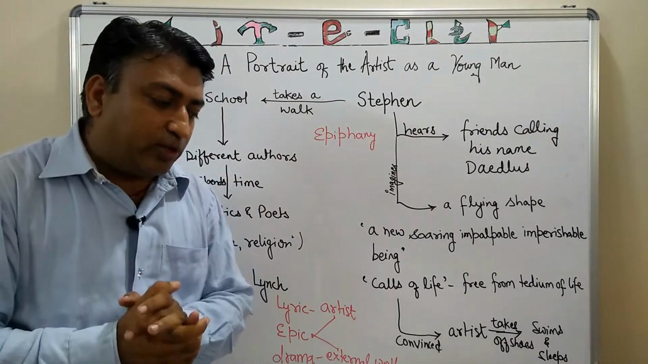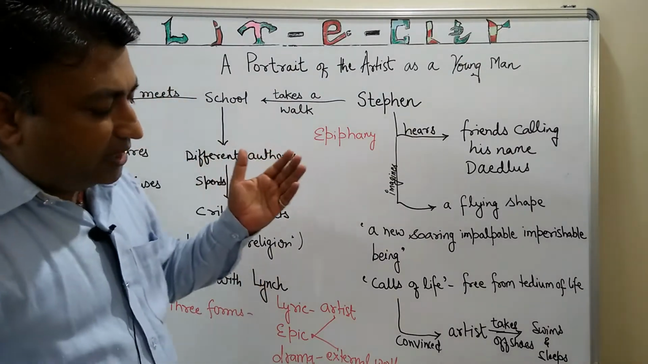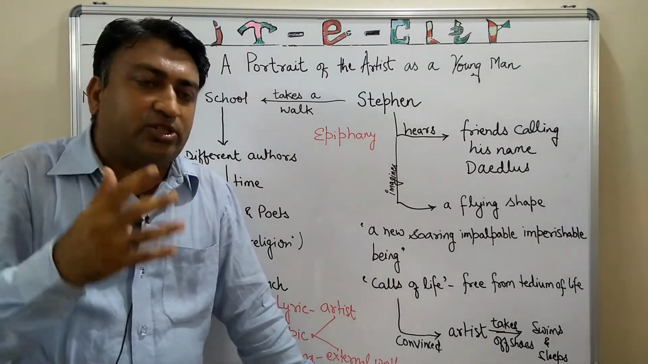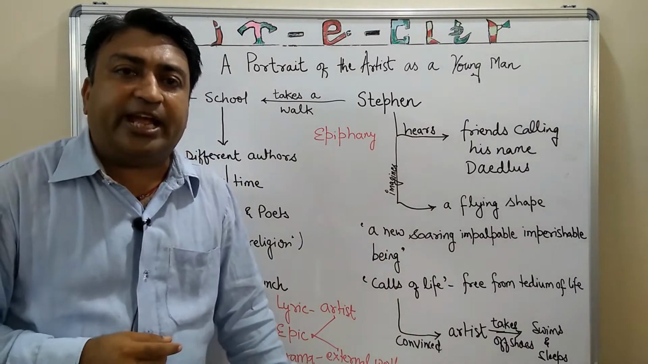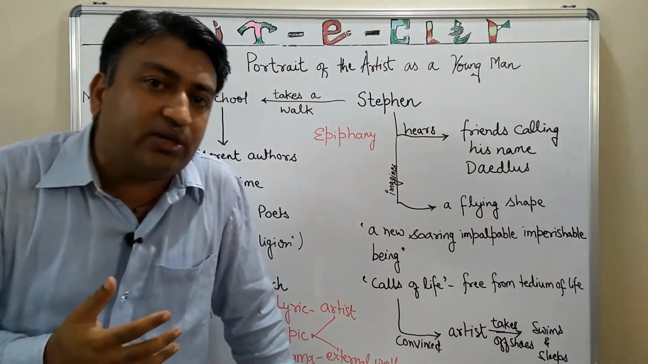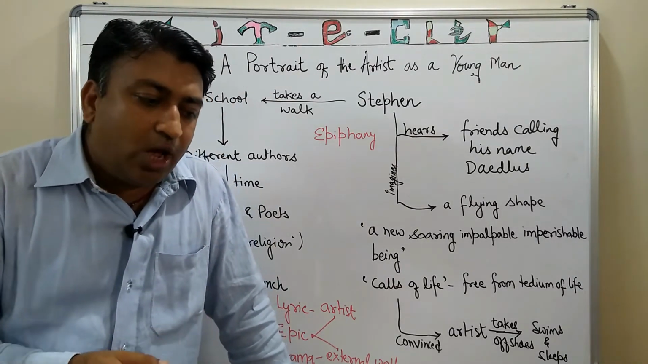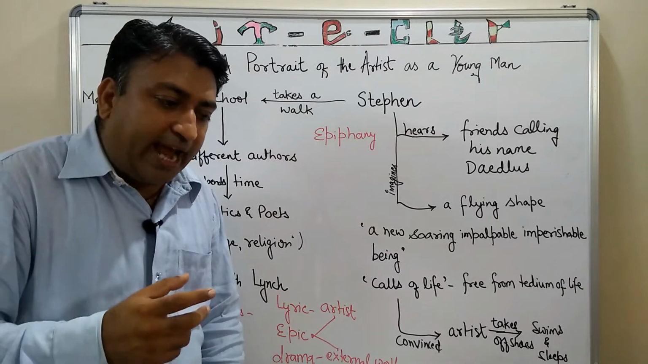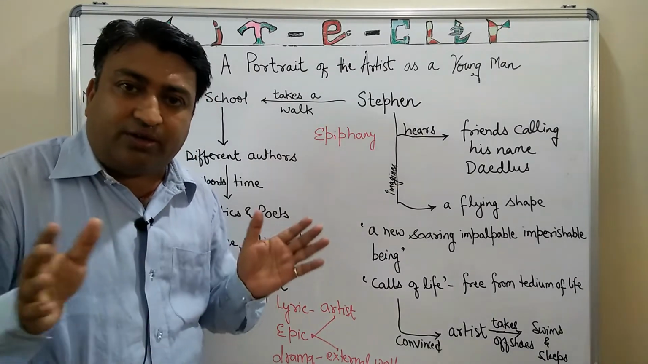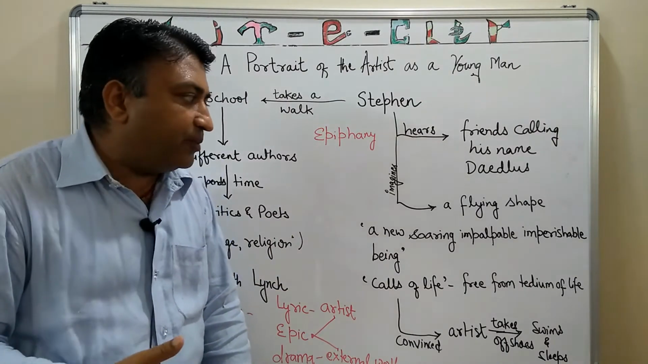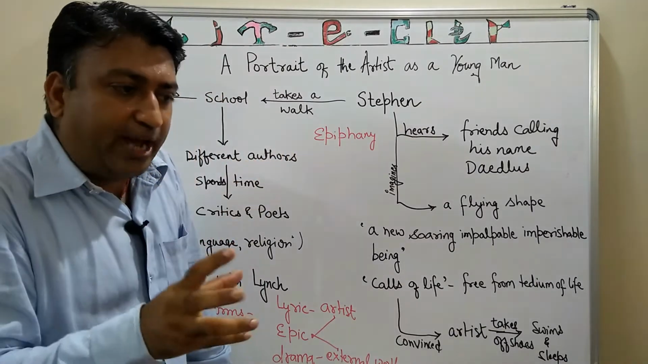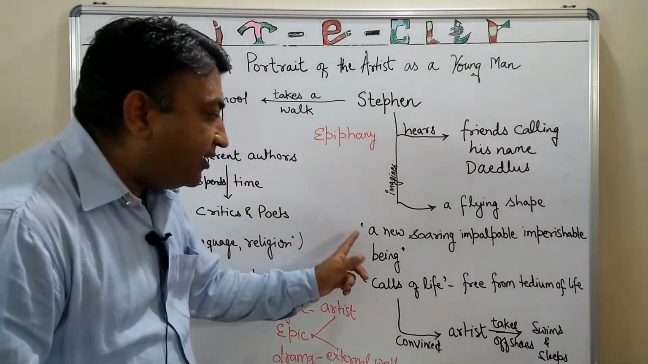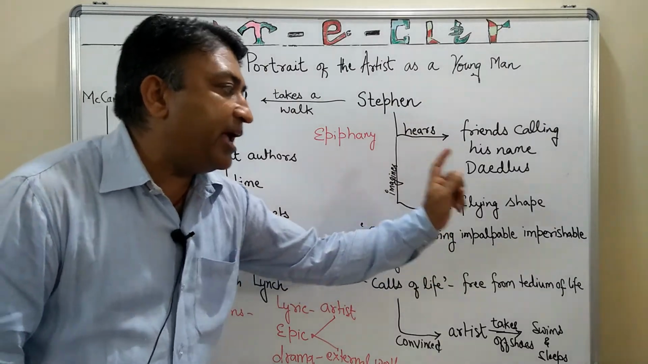Now, Stephen is wandering through the streets of Dublin, and he hears his friends swimming in the sea and calling his name. This name calling reminds him of his name, Daedalus, and he thinks about the master craftsman Daedalus, the original one who created the labyrinth as per the demand of Minos, and then when he was trapped there, he made waxen wings, and with his son Icarus fled from there. He imagines a flying shape, and he thinks that this flying shape is basically a representation of an artist who can create a new soaring, impalpable, imperishable being.